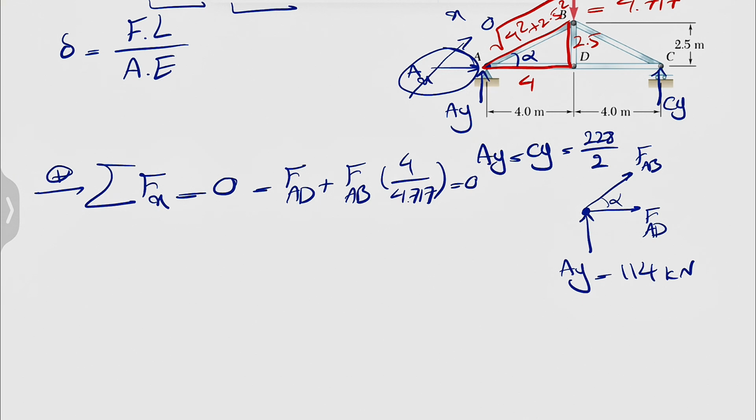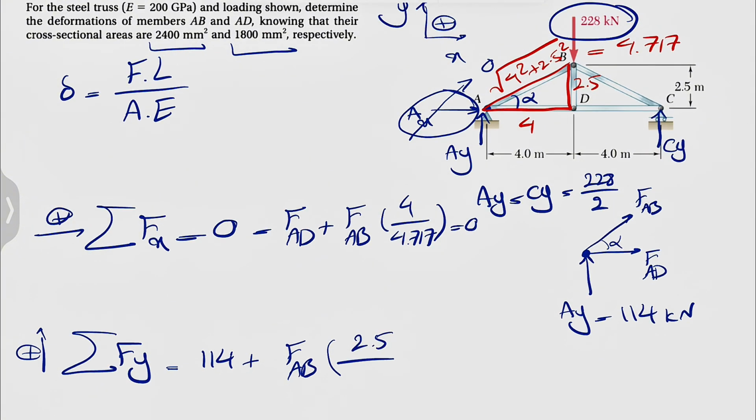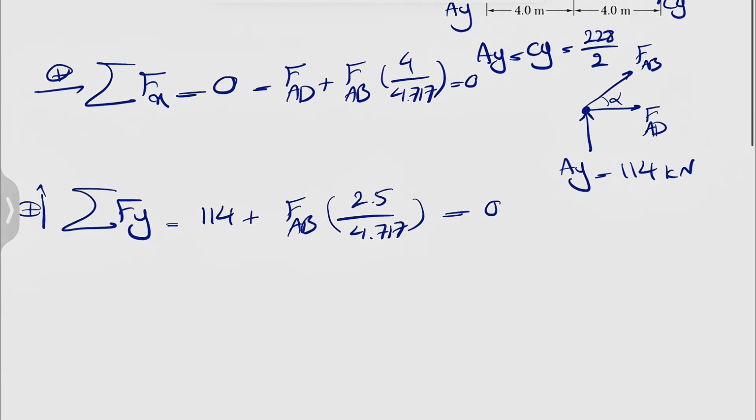We cannot do anything in here. So let's move on to the sum of all forces in the y direction. We're going to have AY, which is 114, in the top part, so positive, plus the y component of FAB. That's going to be upward too. So this time we'll have the sine of alpha. So FAB sine of alpha would be 2.5 over 4.717 equals 0. And we're going to get FAB negative.